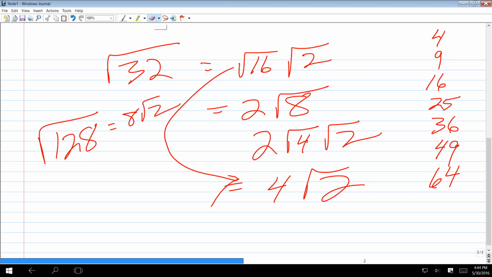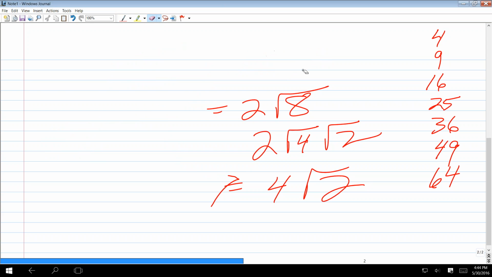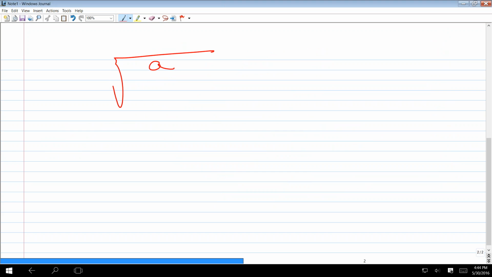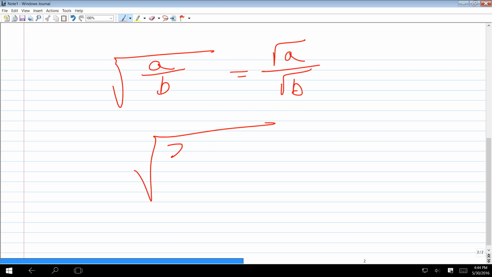Same thing with division. Well, not really the same thing, but same starting principle. If I have the square root of a over b, that's the same as the square root of a divided by the square root of b. So if I said, what's the square root of 25/9? Well, who knows what the square root of 25/9 is, but if we look at it like this, it's real easy.